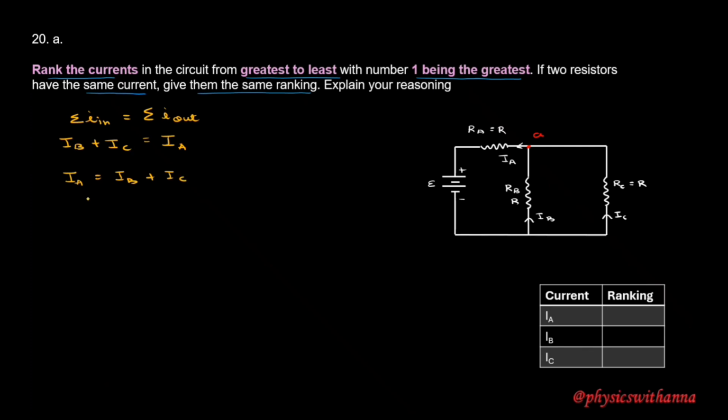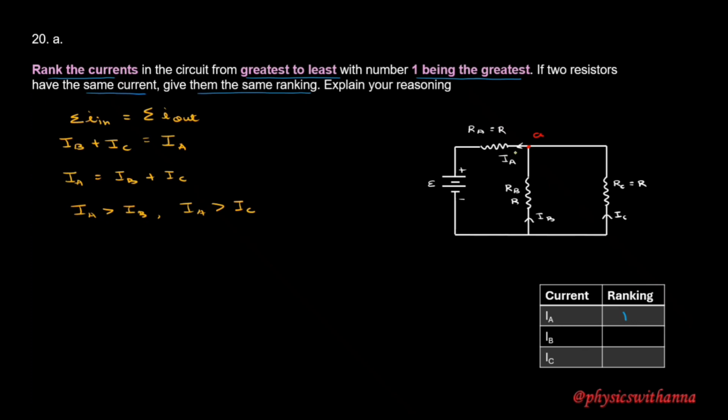Now if IA is the sum of IB and IC, then obviously IA must be greater than IB and it must be greater than IC. So we can rank IA to be the greatest current over here. So the ranking of IA we will give as 1. Then we have to rank IB and IC.